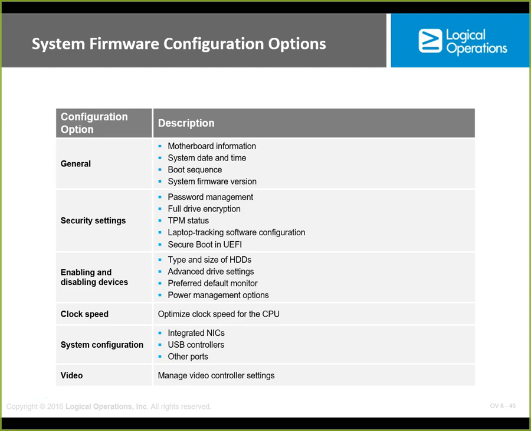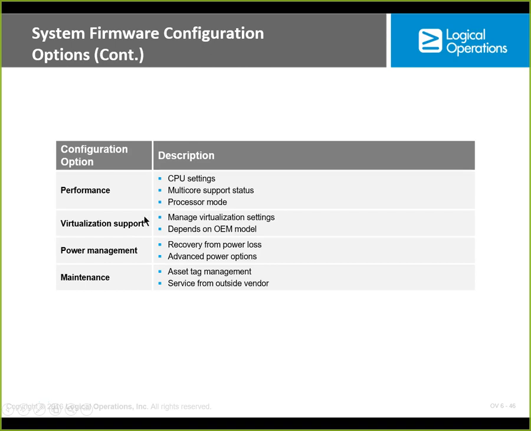Big deal for companies, some companies, particularly people that travel with laptops that have corporate information on them that could be damaging or significant. Enable, disable devices on it. Clock speed. You can change the clock speed if you're going to overclock. This would be where you would do it. System configuration: integrated NIC, USB controllers, other ports. We can turn on or off integrated NICs, on or off integrated video. Manage the video controller settings.